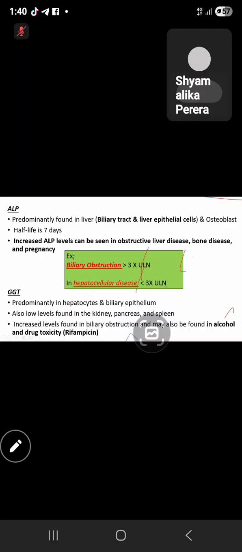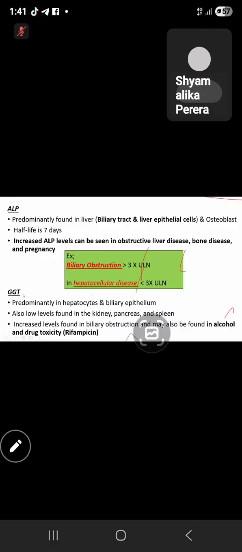If you consider biliary obstruction, you can have ALP three times more than the upper limit of the normal range. In hepatocellular disease, it's not too much. In biliary obstruction, AST and ALT are not too high, but ALP is high. In hepatocellular diseases, AST and ALT are very high, but not the ALP.